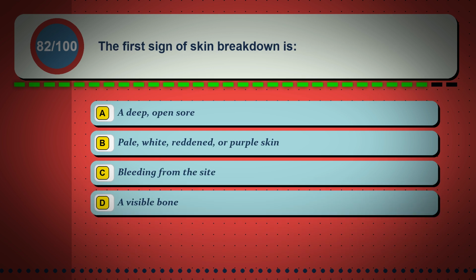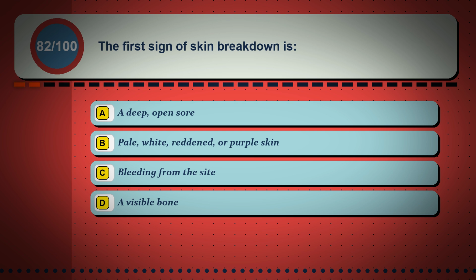Question 82. The first sign of skin breakdown is option A, a deep, open sore. Option B, pale, white, reddened, or purple skin. Option C, bleeding from the site. Option D, a visible bone.